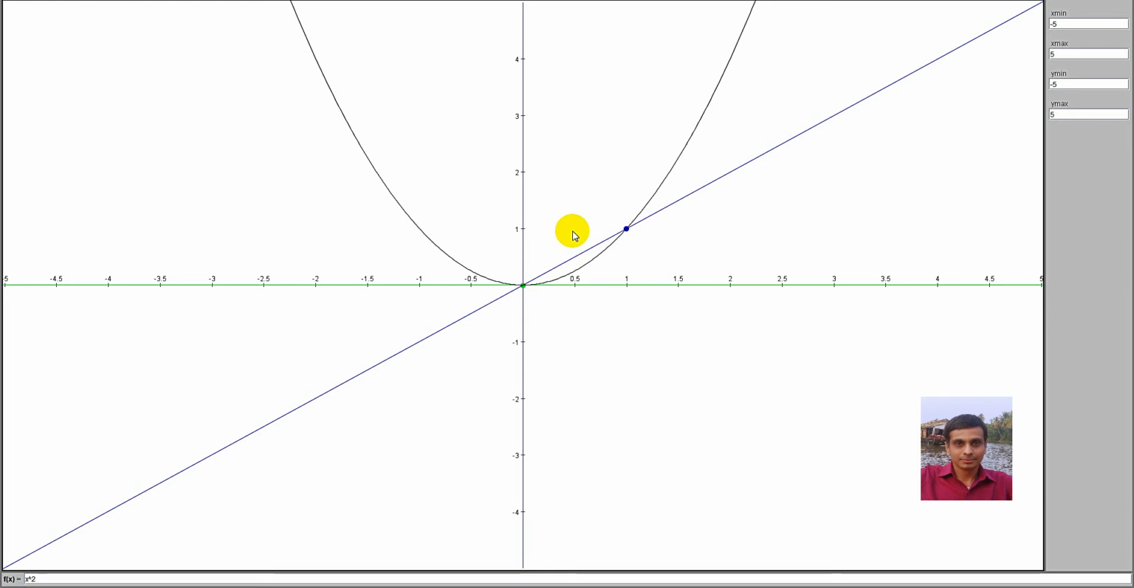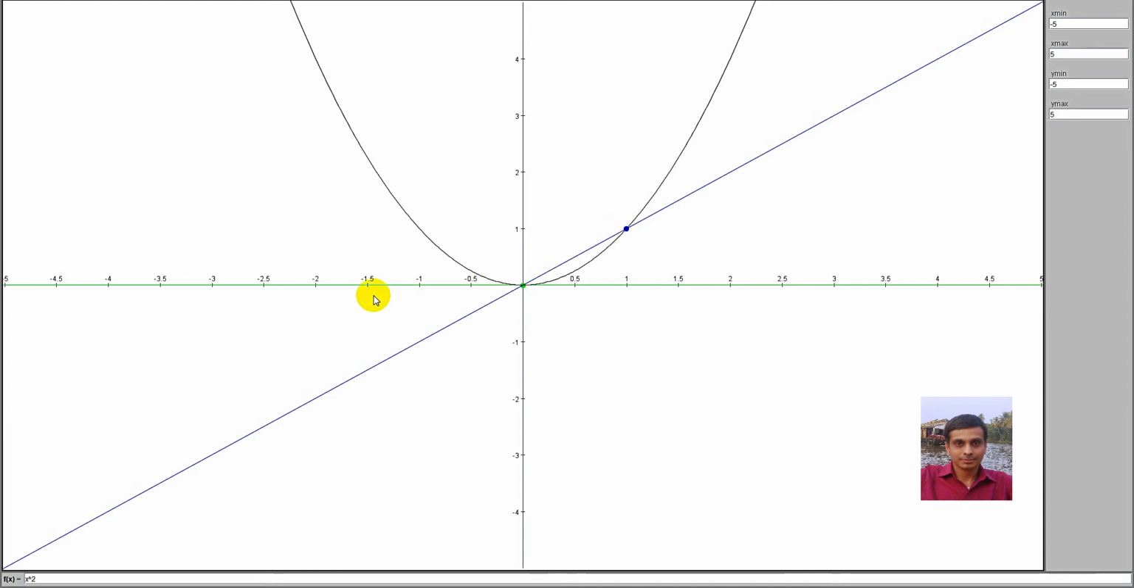In calculus, a tangent line is the limiting position of a secant line. Remember, a tangent line in calculus is the limiting position of a secant line. It is not a line which is touching the curve at a point. So I'll illustrate this point through some examples. I plotted the graph of x square.